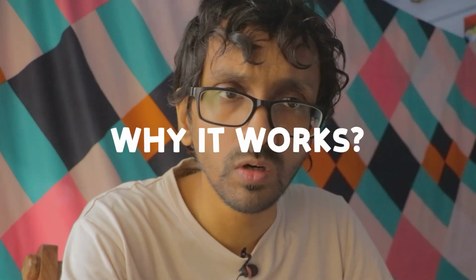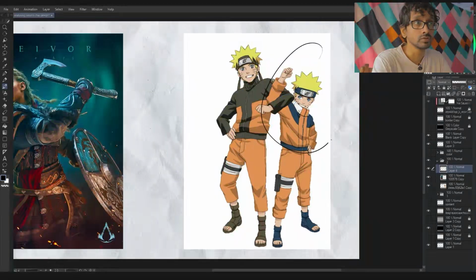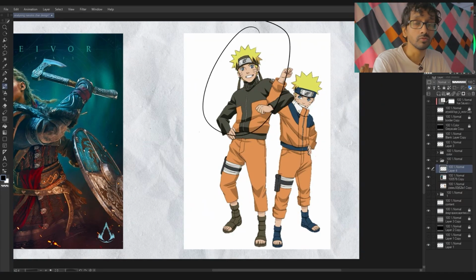Now why does the simple style actually work? These are two examples. This is Ivor from Assassin's Creed Valhalla. Yeah, I forgot the name. And this is of course Naruto Uzumaki from the series Naruto. This is from season 1 and this is from Shippuden.